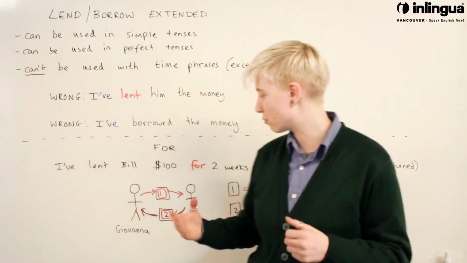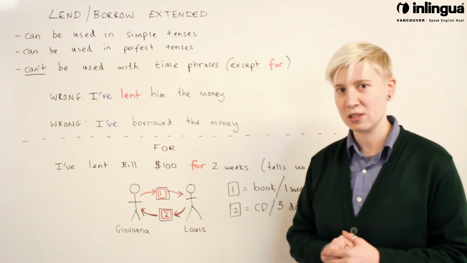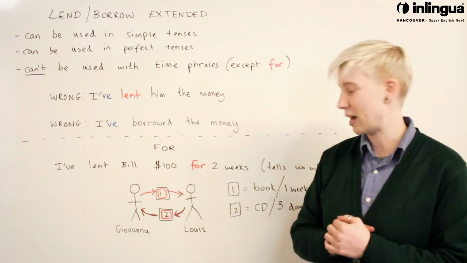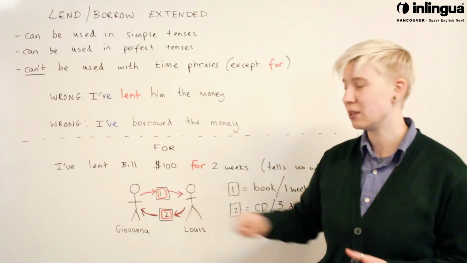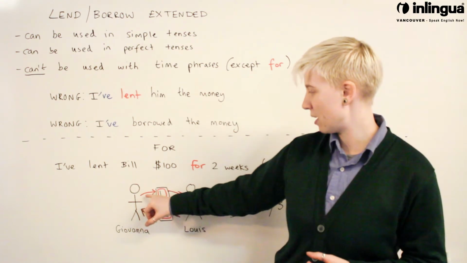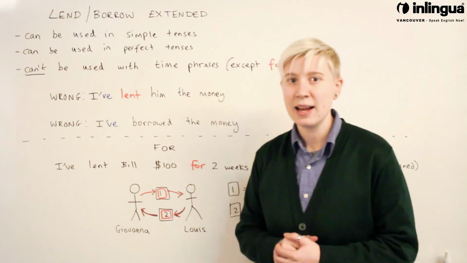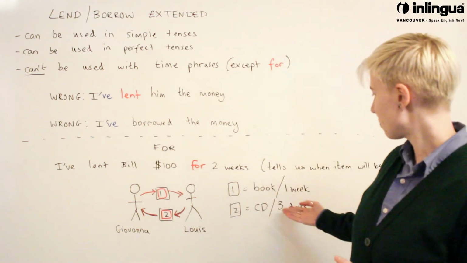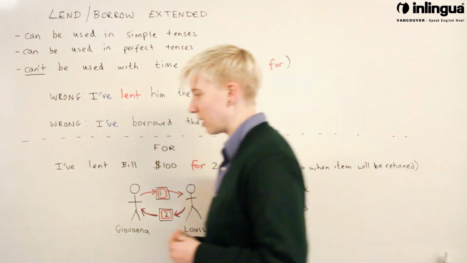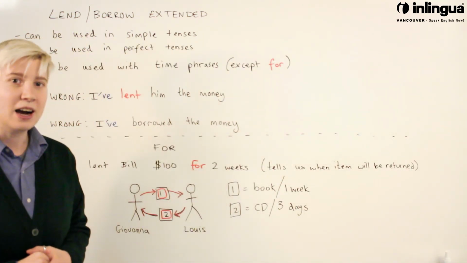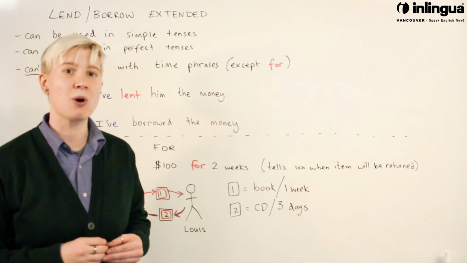So what I've done is I've drawn this beautiful picture starring Giovanna and Louis. And Giovanna and Louis are good friends, and they are exchanging some objects. Number 1 here is a book, and number 2 here is a CD. You can see Giovanna is the owner of the book. Louis is the owner of the CD. And here I've put a time period for you. The book, 1 week. CD, only 3 days. I'll get it out of the way so you can have a better look at that. And I'd like you to practice this present perfect use of for with borrow and lend.